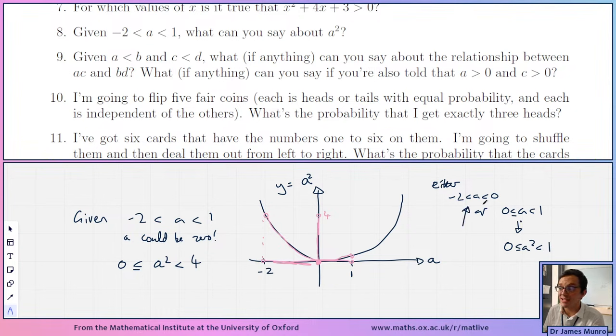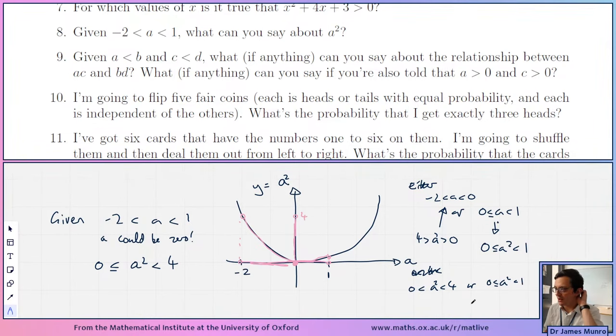In this case, everything's negative, so when I multiply, I'm always multiplying my negative numbers, so that's going to flip the inequality like this. So then I end up with a is between, if I rewrite that one in a more sensible order, a is between 0 and 4, or a squared is between 0 and 1, but inclusive on the 0 over there. Okay, so putting those together, either a is between 0 and 4, or it's between 0 and 1, or it could be 0. Okay, right, that means it's either 0 or it's between 0 and 4.